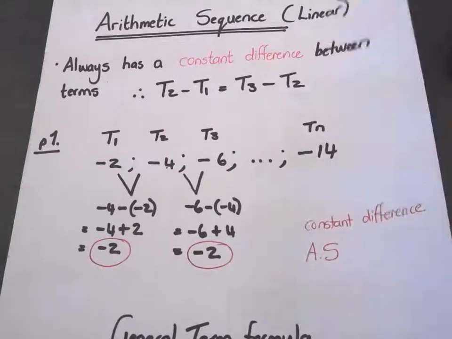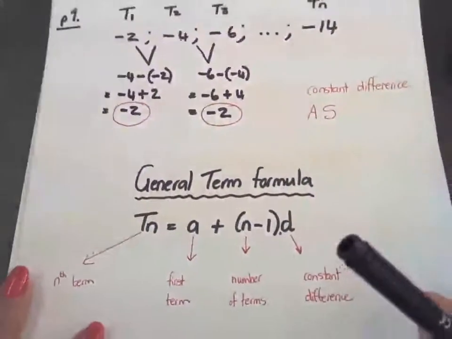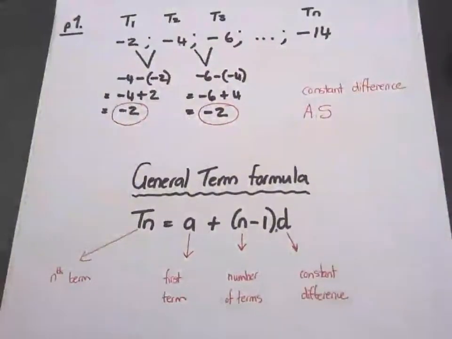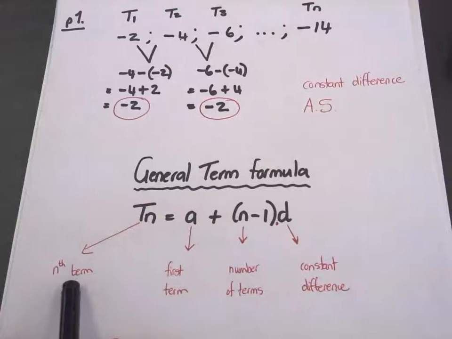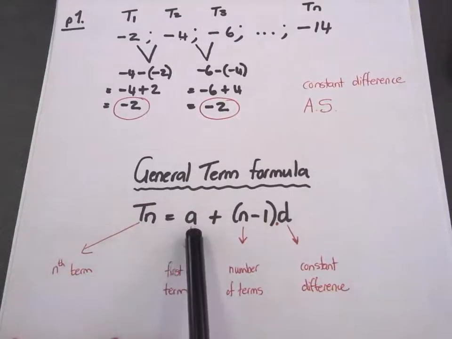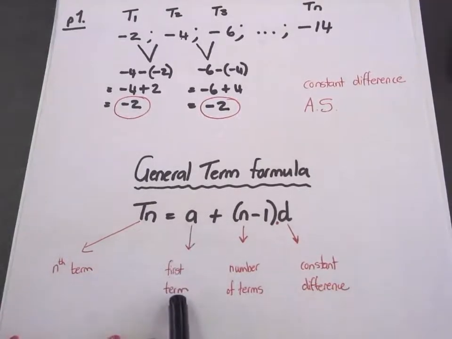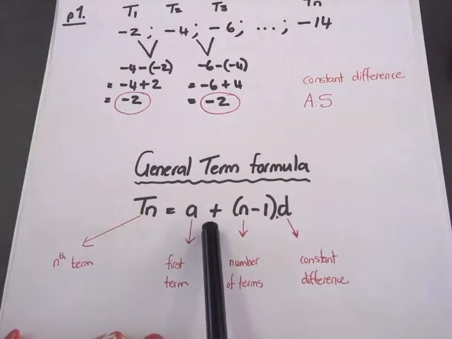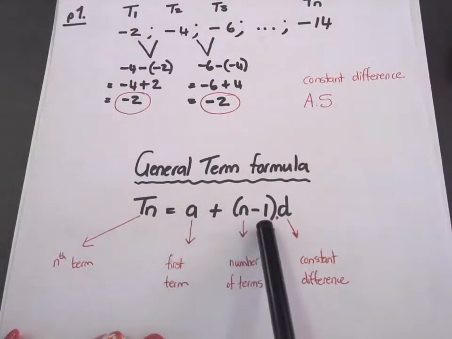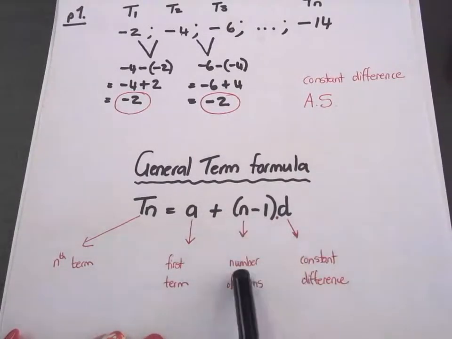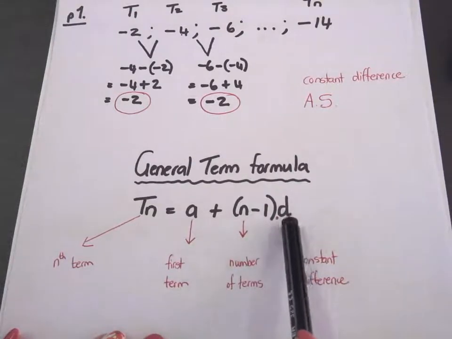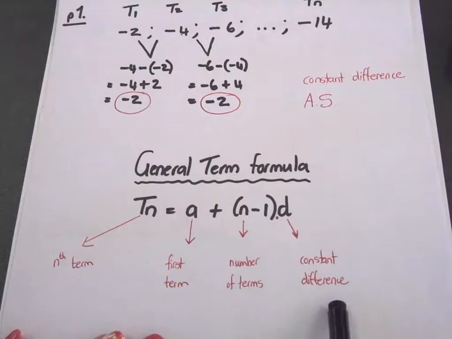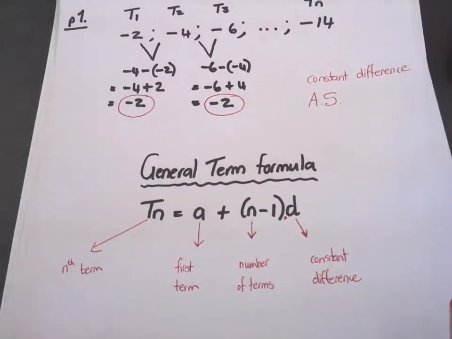Now the general term for this sequence is Tn, that stands for the nth term, equals A. A is the value of your first term, plus n minus 1. N is the number of terms, and times it with D. D is our constant difference. Let's look at an example so that everything can fall in place.